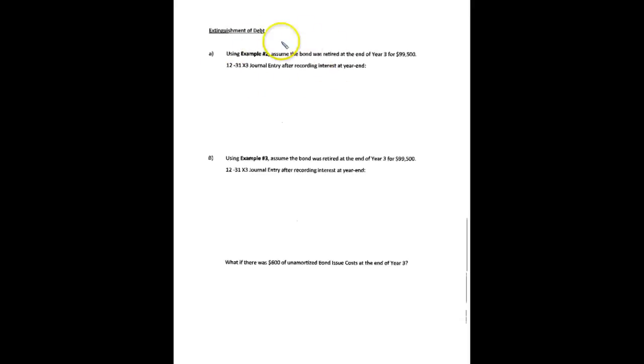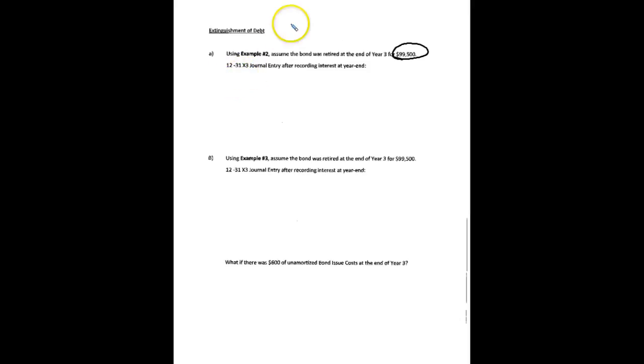So let's look at, we're going to actually use example 2 where the bonds sold at a discount. What if we retired those bonds? What if we go out into the marketplace and buy them back for $99,500? What would be the journal entry? And I want to just kind of talk about it in theory.